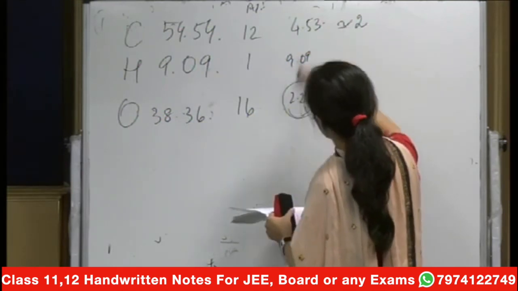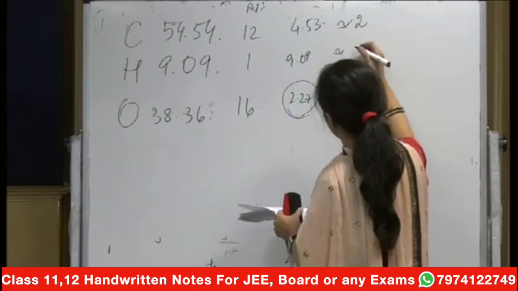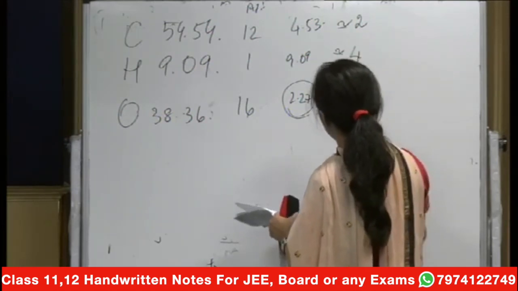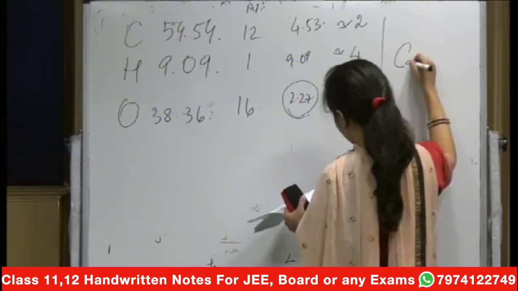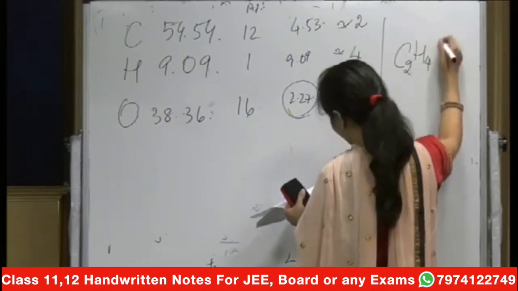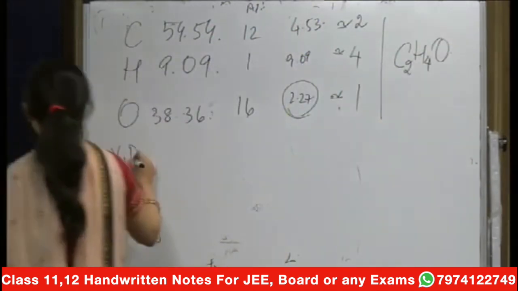So this factor is around 2. So 2 2s are 4, and that will be almost 2 4s are 8. So you have somewhere around 4. And so the formula will be C2H4O. All right, I give you that the vapor density in this case is 44.